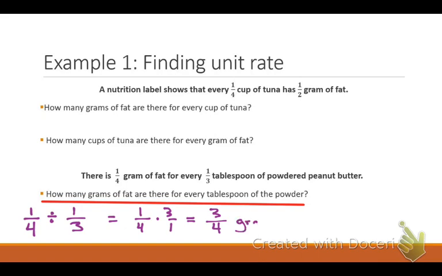Yes. Grams of fat per. Yeah, there you go. If you know the abbreviation, that's fine. Of peanut butter powder. You just say powder. Goodness. Powdered peanut butter? Yeah, powdered peanut butter. Yeah, there is such a thing.